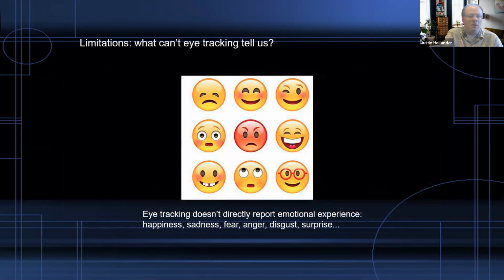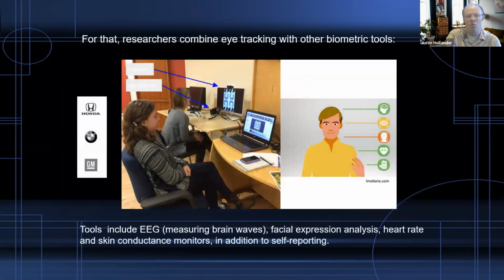So eye tracking is only part of the puzzle. It doesn't tell us how happy or sad or angry someone is. So for that, you do other things. You can bring in heart rate. You can look at skin conductance, EEG, and then the kind of stuff that Jon was talking about, the self-report. You can just ask people. It's not that that's not useful at all, but I think it's really useful in combination with understanding how they're responding unconsciously. And I did put up here Honda, BMW, GM.